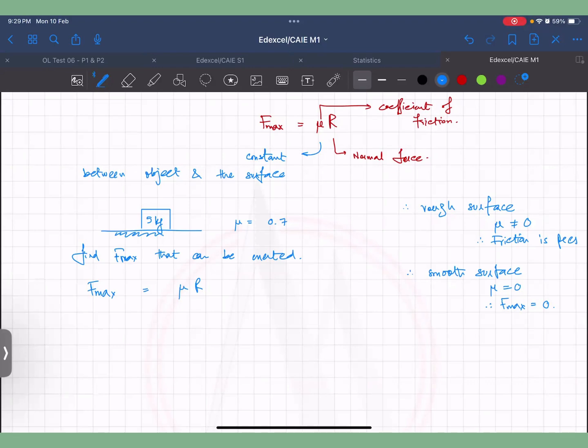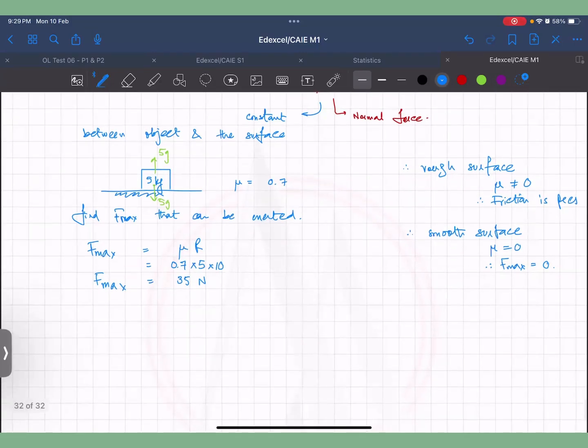R would be right now exactly equal to the weight, because right now the object is in equilibrium. So the weight is 5g. So normal contact force would also be 5g, because there is no other force in the vertical direction. So the friction would be 0.7 times 5 times 10. So this would become 35 Newton. This calculation is giving us the maximum friction that can be between the object and the surface. So this is the maximum friction.